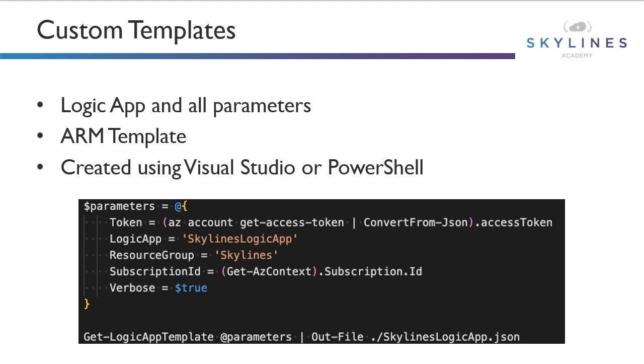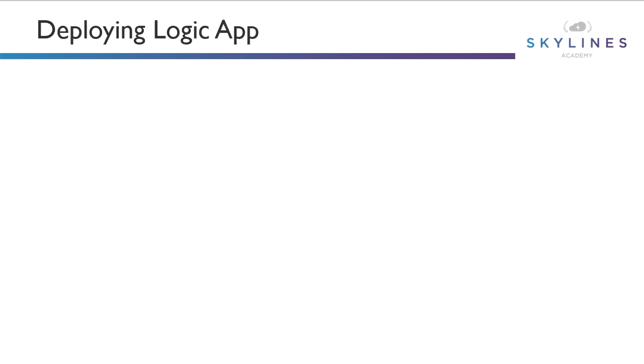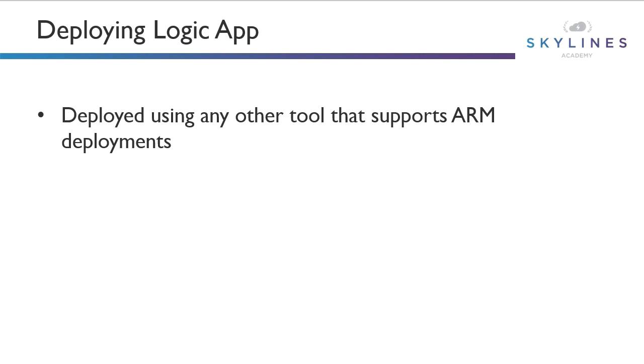So again, it's basically taking the information about our Logic App, creating a template from it, and then outputting it to a file. Once we have our custom template created, we can deploy it using any tool that supports ARM templates. This can include Azure PowerShell or CLI, Azure DevOps, using Visual Studio, or directly within the portal.